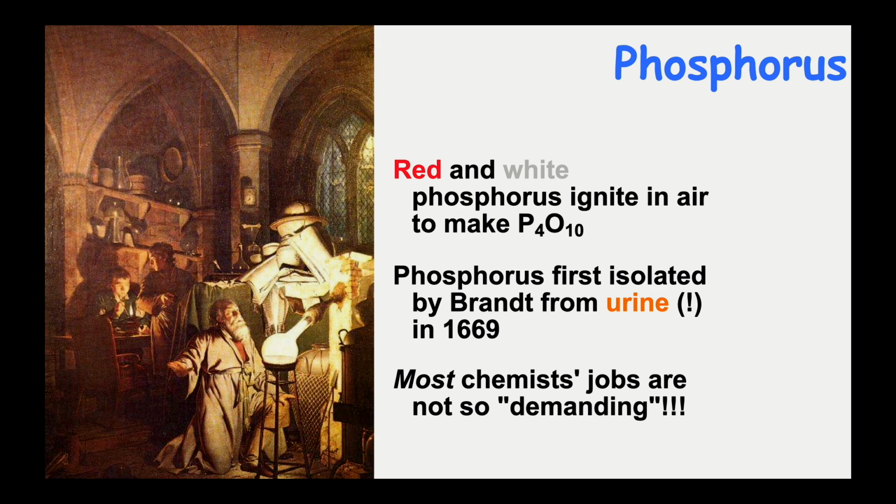Anyway, I digress. He tried to get gold out of urine because he thought, oh, it's golden, it must be pure. Well, no, the color came from many other things. But along the way, he did discover phosphorus. And phosphorus is super important and super cool.